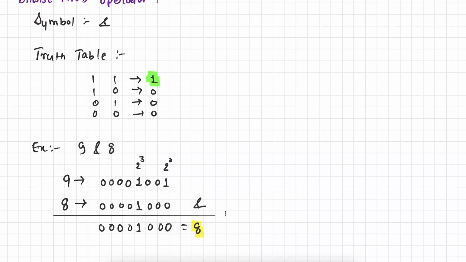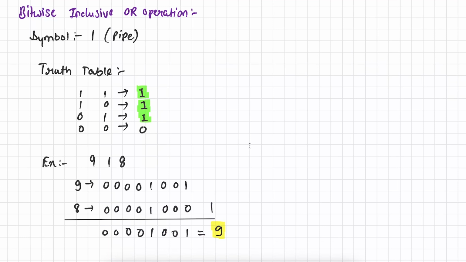Clear? Okay, moving on. So the next bitwise operator we are going to study is the inclusive OR operator, right? And the symbol used to represent the bitwise inclusive OR operator is this, and we call it the pipe symbol, right? And this symbol is used to represent bitwise OR.